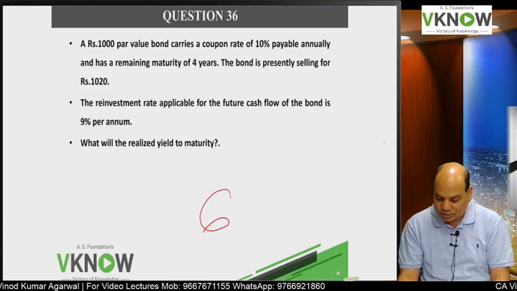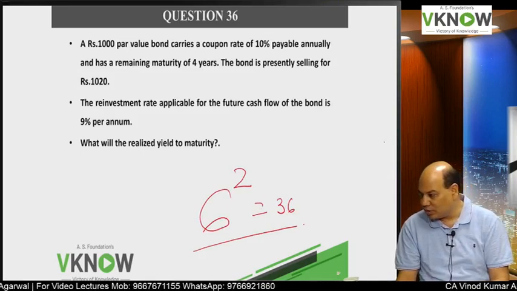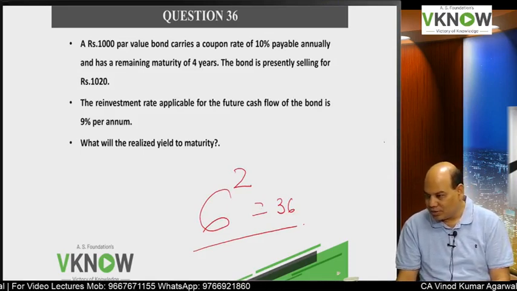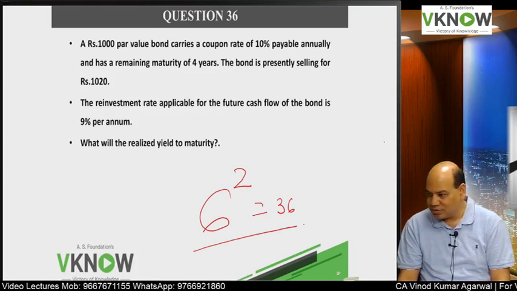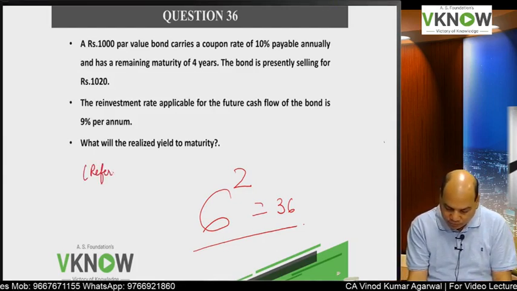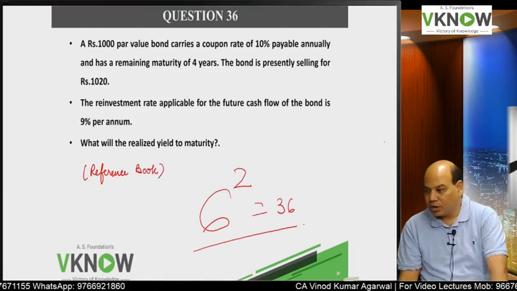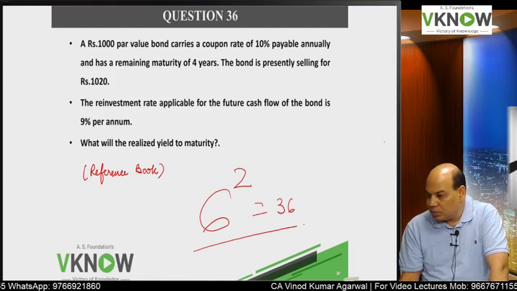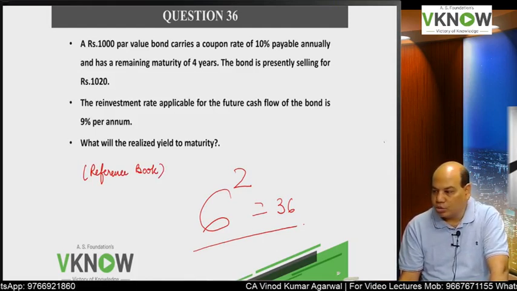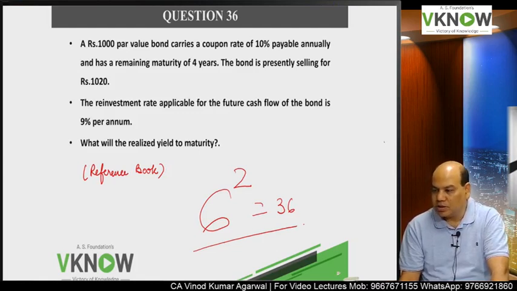Question number 36. So please come to question number 36, everybody. Okay, ready? Say yes. This question is from the reference book. Source is reference book. To make the concept clear, a rupees 1000 par value bond carries a coupon rate of 10% payable annually and has a remaining maturity of 4 years. The bond is presently selling for rupees 1020.